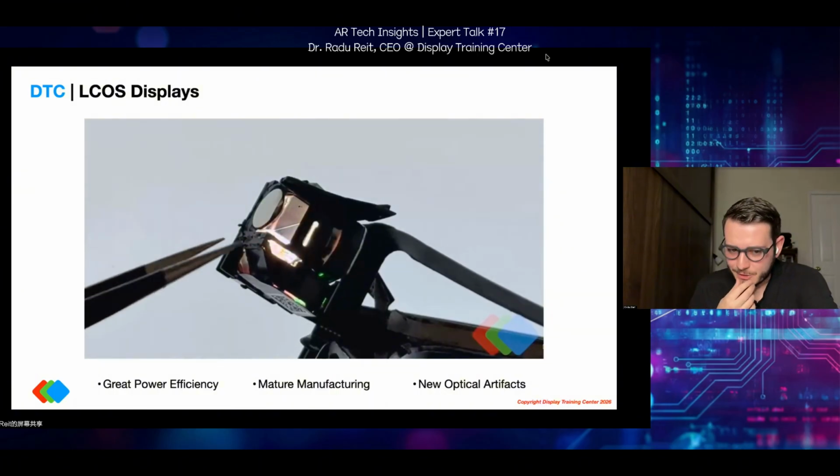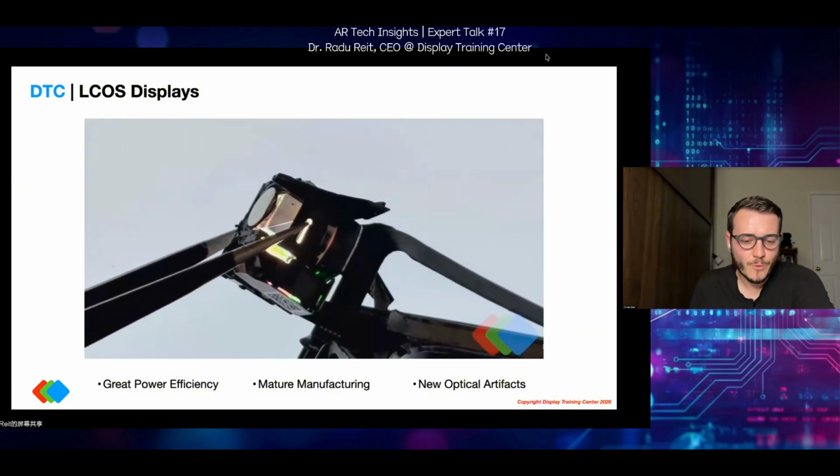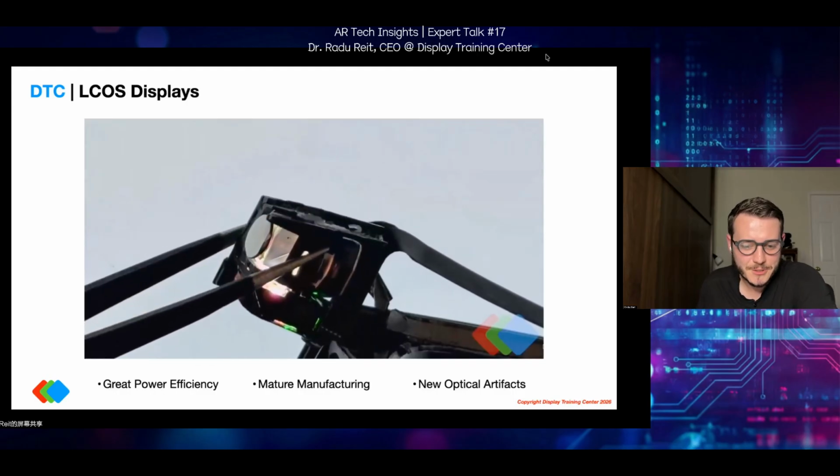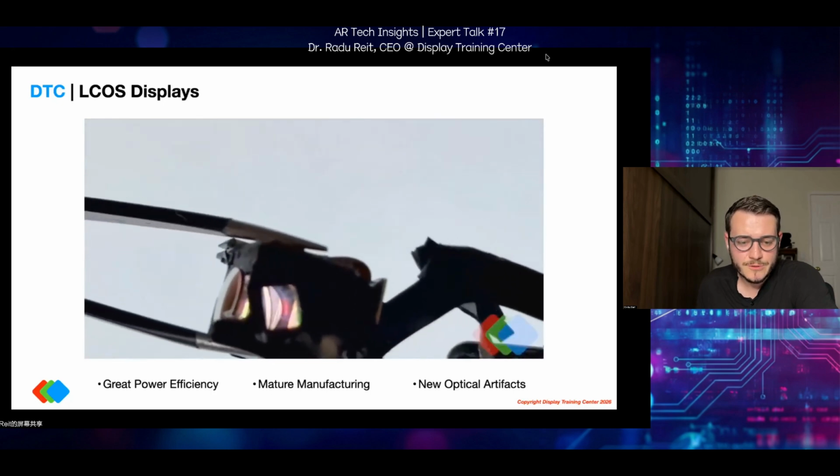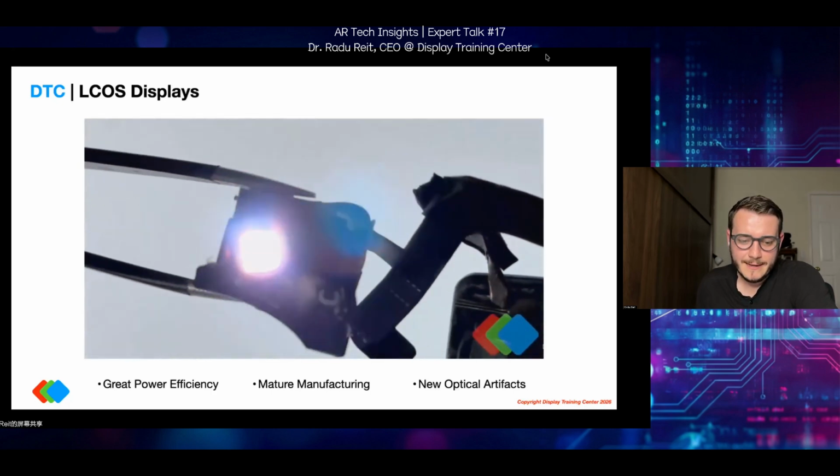And the last display architecture that we'll talk about is LCOS. There's only one corporation in the industry right now that's really pushing this aggressively to consumers. That's, of course, Meta.